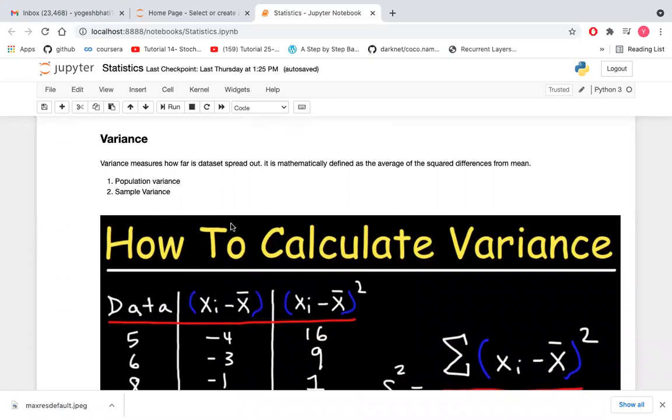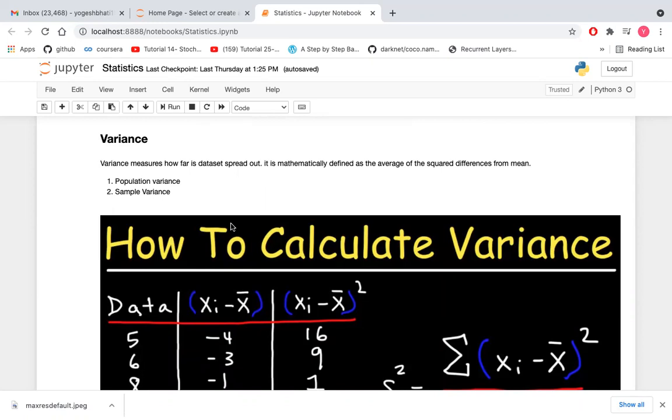My name is Yogesh. Today I am going to discuss variance in statistics. So first of all, let's understand what variance is. Variance means how our data set is spread out over some range. It is mathematically defined as the average of the squared differences from the mean. We will see how to calculate variance.